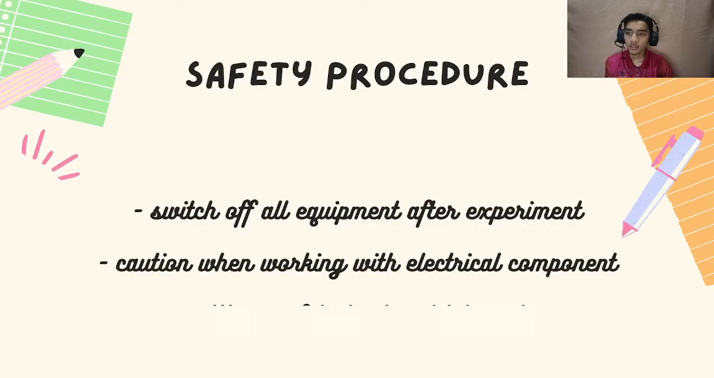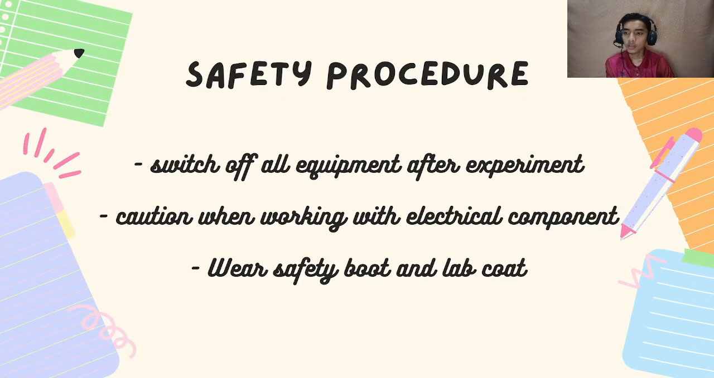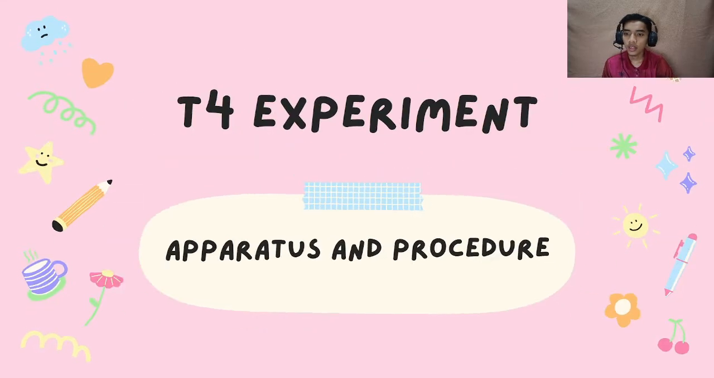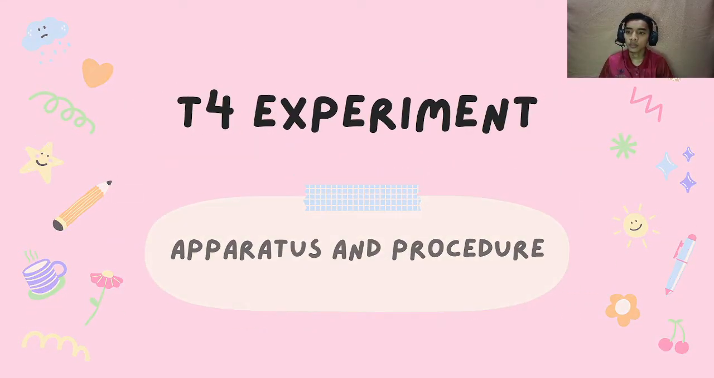Next is the safety procedure. First, switch off all equipment after the experiment. Second, be cautious when working with the electrical components. And the last is to wear safety boots and a lab coat. So next is the apparatus and the procedure.